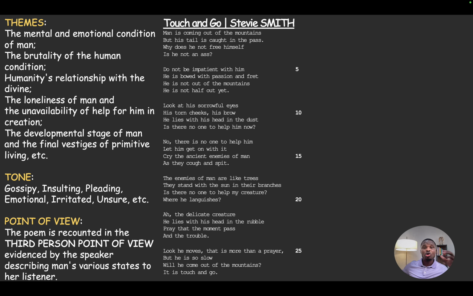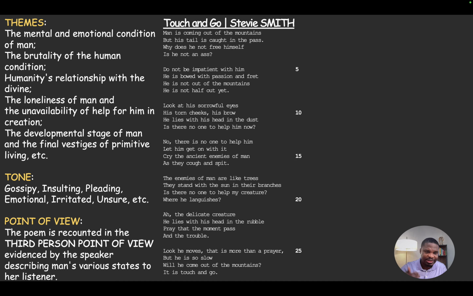Now, in terms of the tone of the poem, it's very gossipy, insulting, pleading, emotional, irritated, unsure. So gossipy because it's telling us about what is happening to man. Then we also see that other voices appear to insult man and say that he's a fool. Then there are other voices that plead for help to come to man, and other voices are quite emotional when they talk about man's condition. The other voices are also irritated. They say, let him take care of himself.